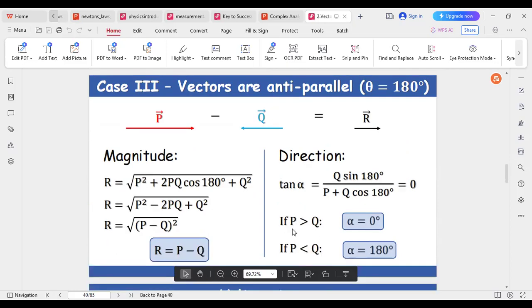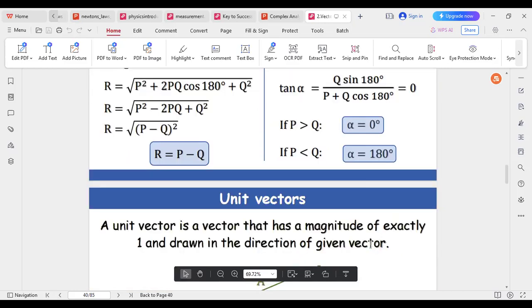If the first vector is greater than the second vector, then alpha equals 0, and if the first vector is less than the second vector, then the inclination angle will be 180 degrees. This may be indicated as force also.